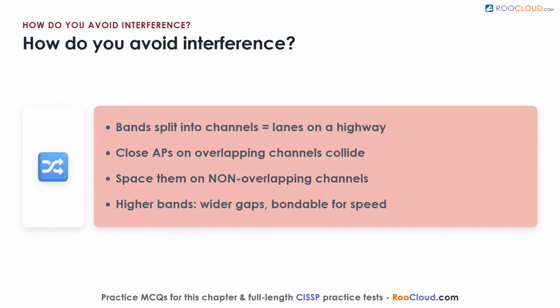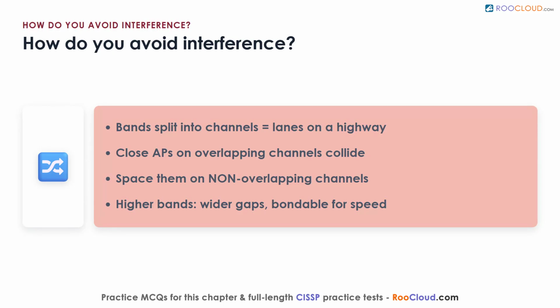How do you keep nearby access points from interfering? Through careful channel planning. Each frequency band is split into channels, like separate lanes on one highway. When two access points sit close together on overlapping channels, their signals collide and performance drops. The fix is to space physically close access points onto non-overlapping channels. In the lower band, a common trio of channels sits far enough apart to avoid clashing entirely.